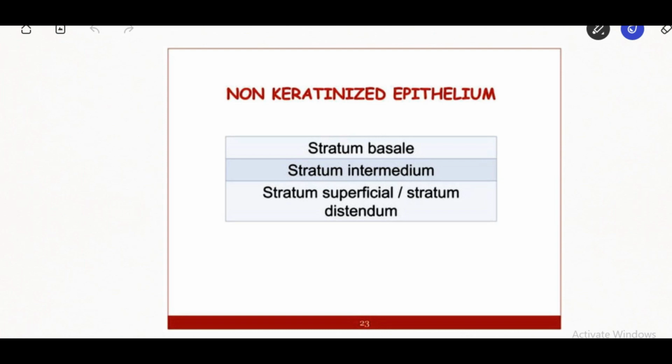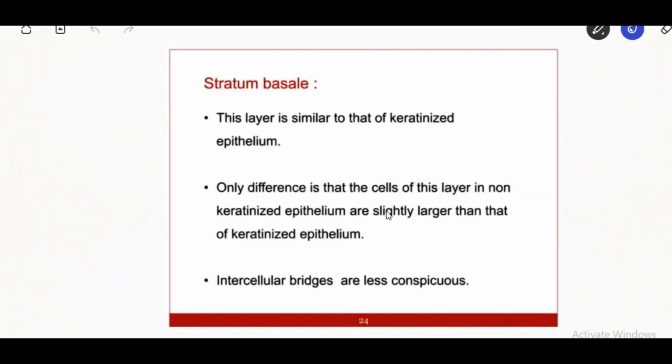The non-keratinized epithelium consists of stratum basale, stratum intermedium, and stratum superficiale. The stratum basale layer is similar to that of keratinized epithelium. The only difference is that the cells of this layer in non-keratinized epithelium are slightly larger than those of keratinized epithelium. The intercellular bridges are less conspicuous.